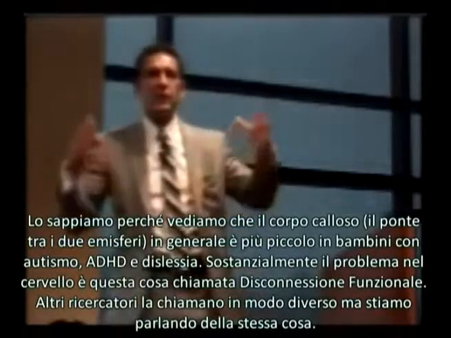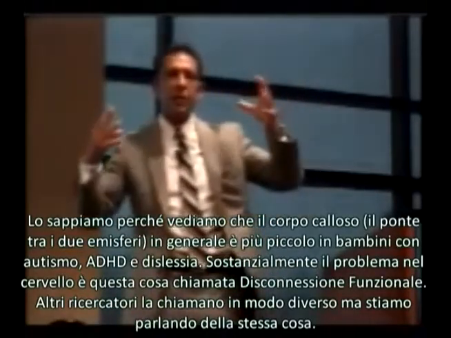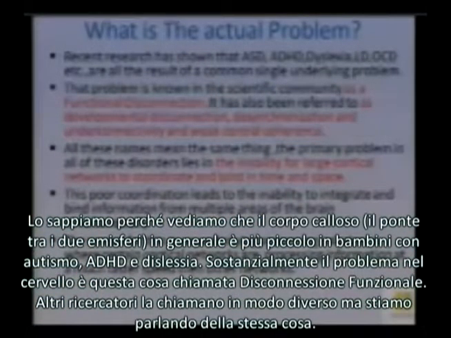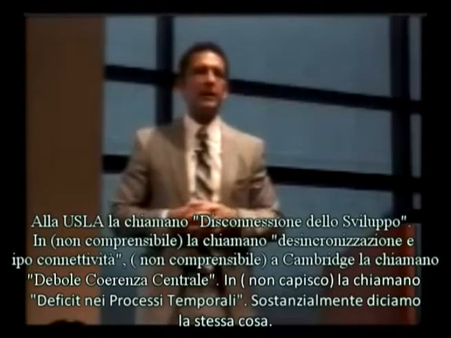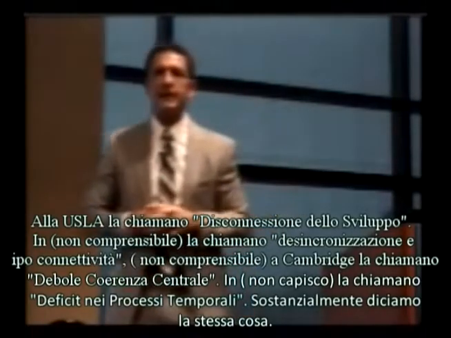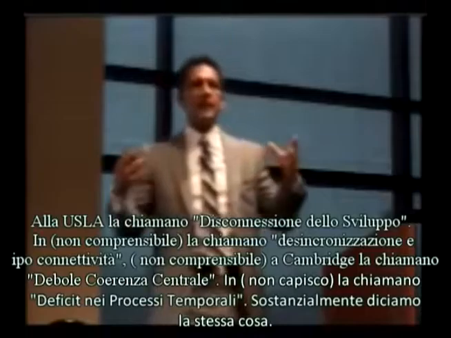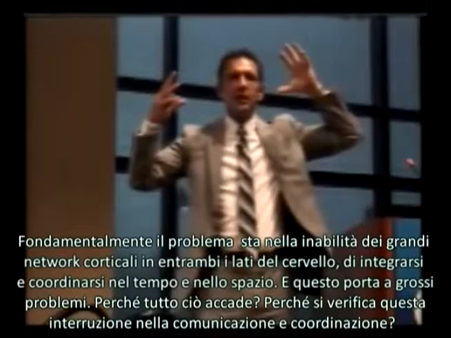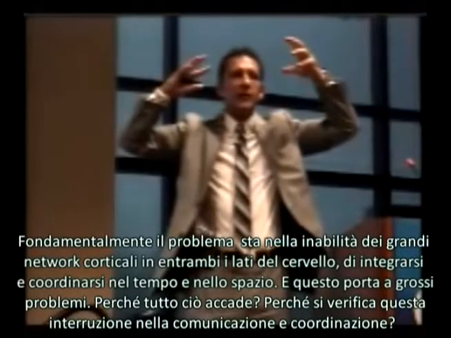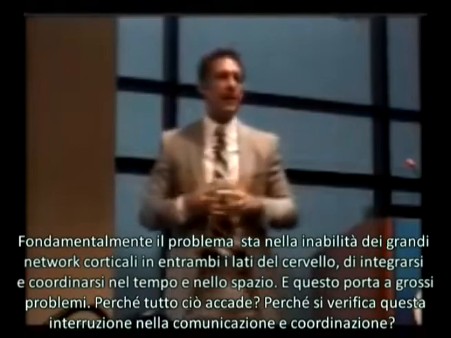So essentially, the actual problem in the brain is this thing called a functional disconnection. Other researchers call it by different names, but I think we're all talking about the same thing. At UCLA, they call it developmental disconnection. At Carnegie Mellon, they call it desynchronization and underconnectivity. Uta Frith in Cambridge calls it weak central coherence. At Rutgers, they call it temporal processing deficits. Basically, we're saying the same thing: that the problem is the inability for large cortical networks on both sides of the brain to actually integrate and bind in time and space.